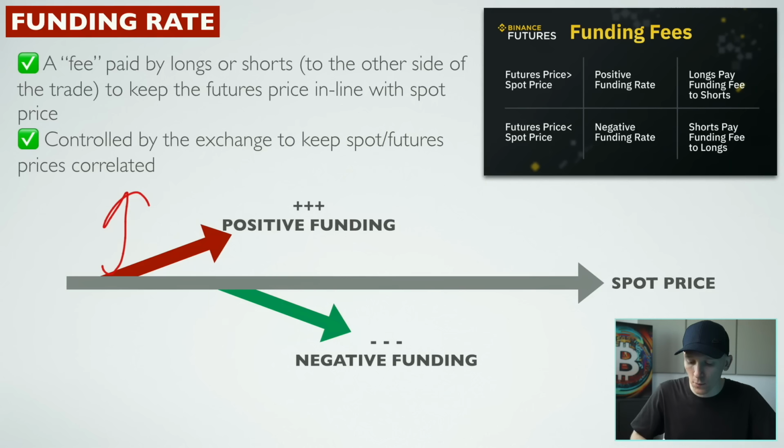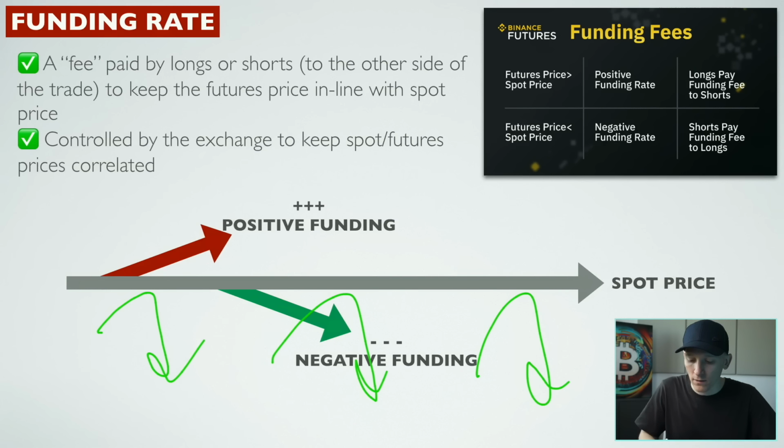Now, the other side can work as well. If there are too many sellers pushing the price down, this is known as negative funding. The price is lower than the spot price. That's not good. The exchange needs to bring up the price of the futures contract. And so these guys will actually be paying money to buyers who are trying to push the price up. And so that's known as negative funding.